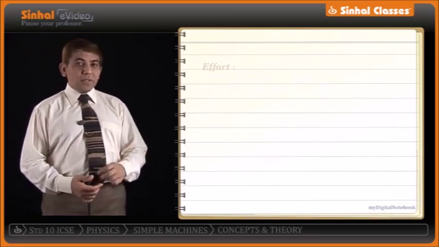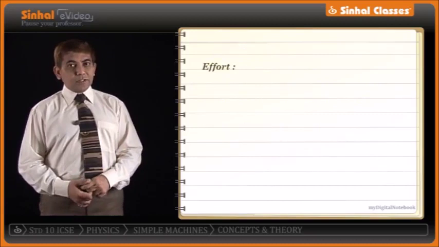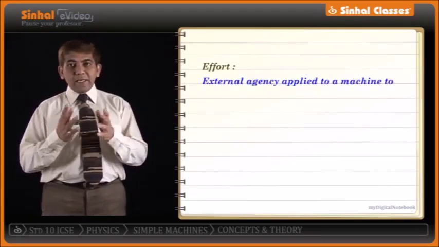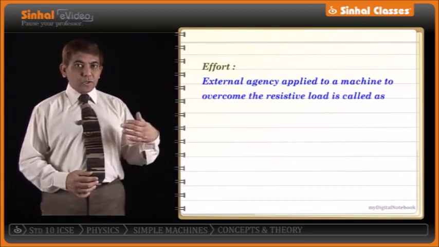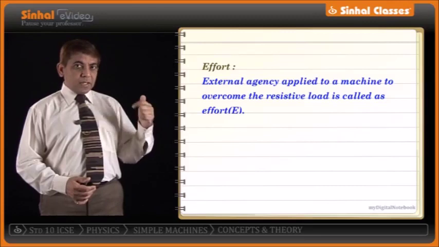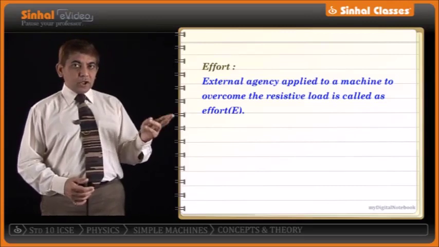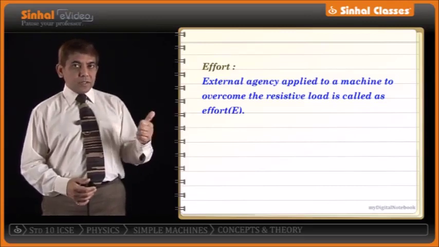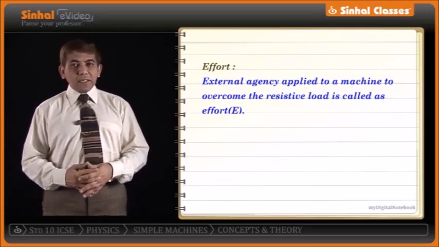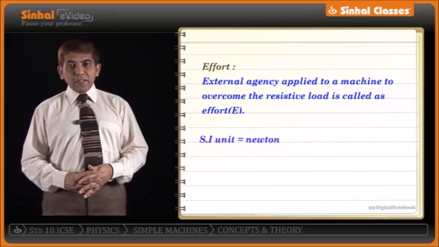The second term that we utilize here is effort. Now when we are applying load, definitely certain external agency is to be applied so as to overcome the load. So that external agency that is applied to a machine to overcome the resistive force is called as effort. It is denoted by the letter capital E, SI unit is Newton.